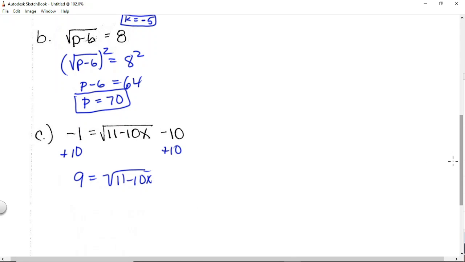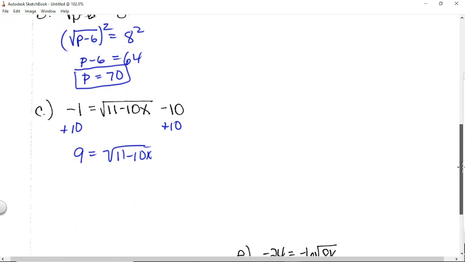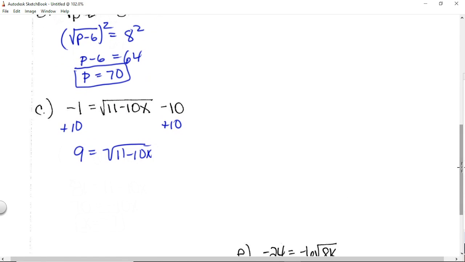And since this is going to be in the notes, I'm going to go ahead and rewrite this so it'll be clear what we did. We squared that side, square that, we get 81 equals, and squaring cancels with the square root, and we just have 11 minus 10x. Now we can solve that.